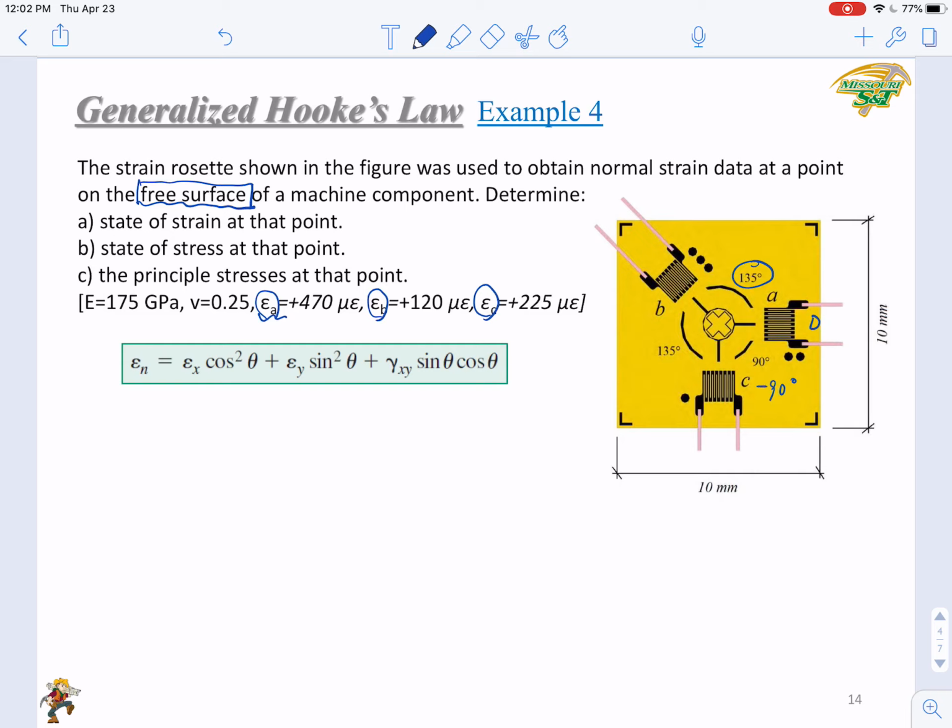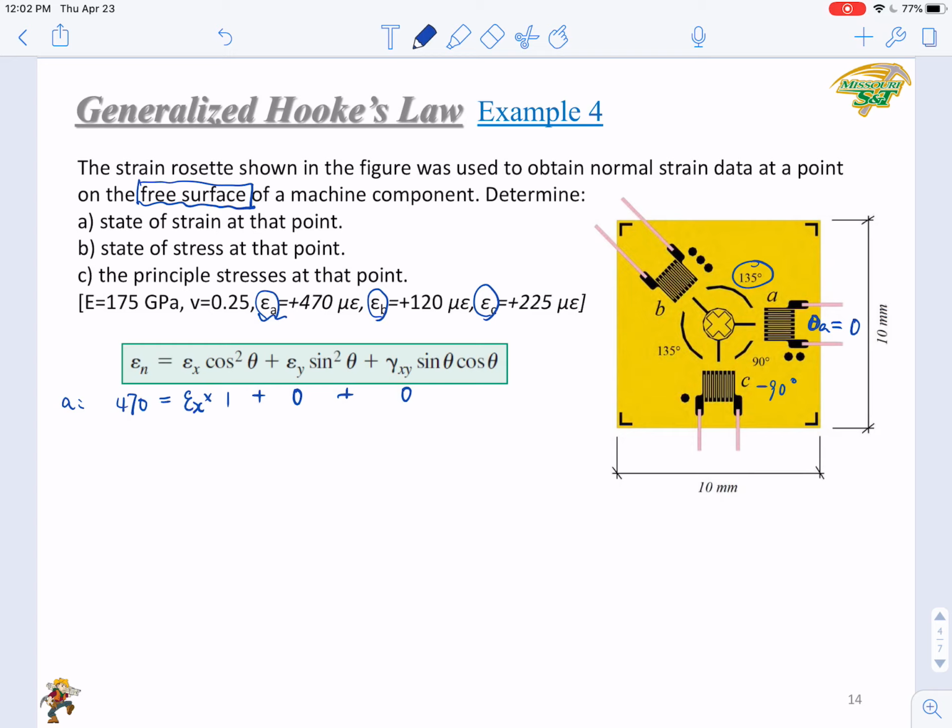So at point A, our reading is 470, and epsilon x times cosine 0. With theta A equals 0, cosine 0 will be 1. So here you get just times 1, plus 0, since sine 0 will be 0, then plus another 0 here, since sine 0 will be 0.